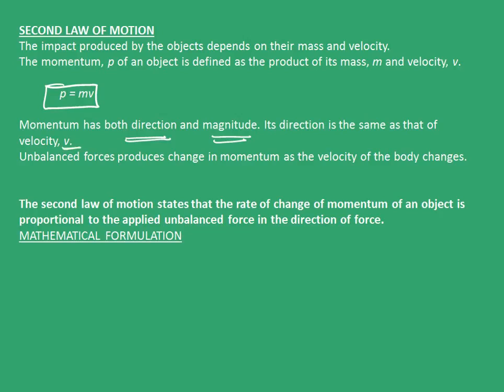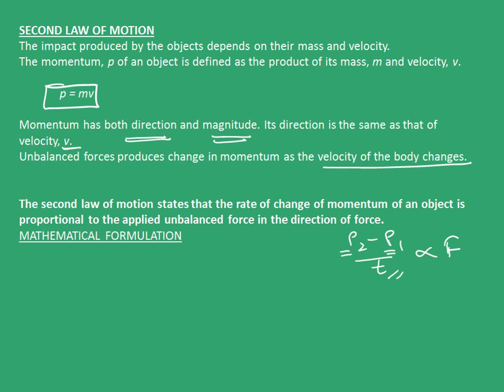Unbalanced forces produce change in momentum as the velocity of the body changes. So when we apply an unbalanced force on a body, it changes its velocity and in turn it changes the momentum of the body. The second law of motion states that the rate of change of momentum of an object is proportional to the applied unbalanced force in the direction of force. That is, (P2 minus P1) upon t is proportional to force, where P2 is the final momentum, P1 is the initial momentum, and t is the time taken in change of this momentum.